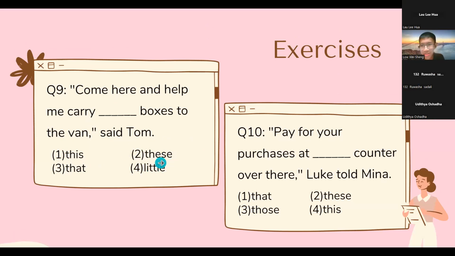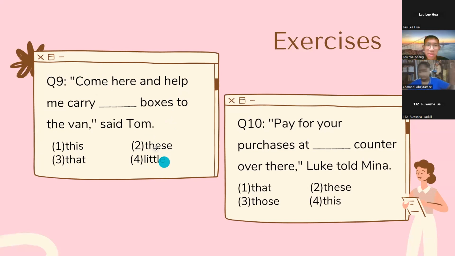Would anyone like to explain why it is these? Because the boxes are plural. Yeah, you can say that. And also, if there's an option those here, you cannot pick those. You must pick these. Why exactly is that? Because it says come here and help me carry boxes. So that means the boxes are right next to the person, and so it's near. And so you have to use these instead of those. And this and that are wrong because boxes are plural and this is singular. So therefore, the answer is these.